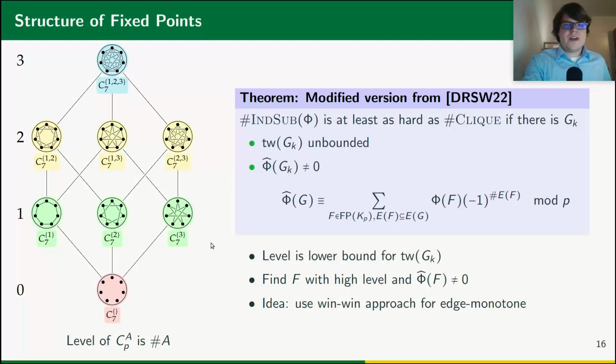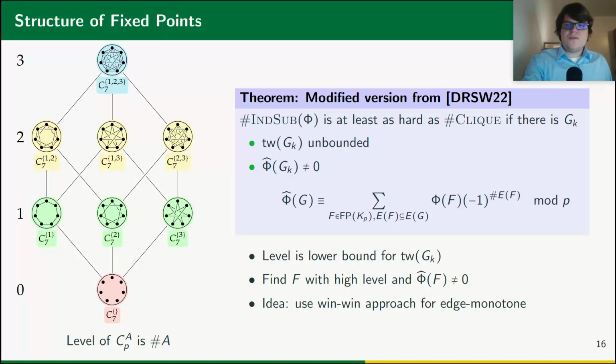And now we would like to find again some graphs with high tree width that have a non-vanishing alternating operator. And you can actually convince yourself that a high tree width in this case basically means a high level. The level is just the number of fixed points that are needed to construct something. So you can see that I ordered this here by level, and actually the level is a lower bound for this tree width here. So a graph of level 2 has tree width at least 2. So we only have to find fixed points of a high level with non-vanishing alternating operator.